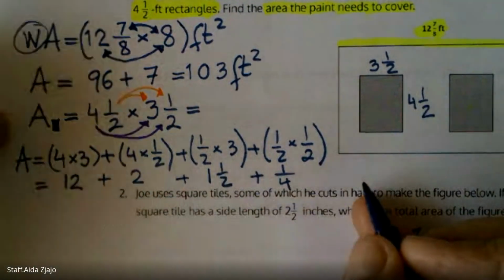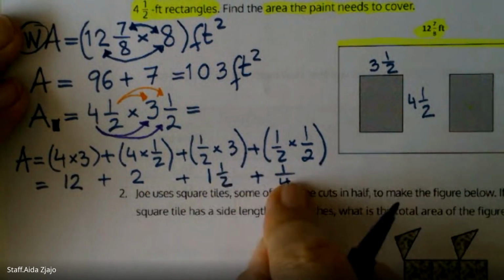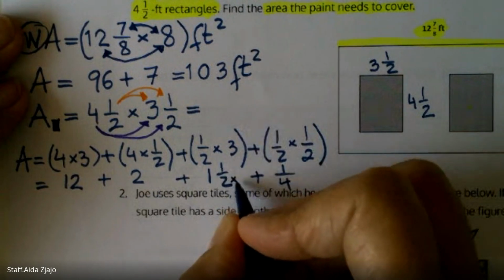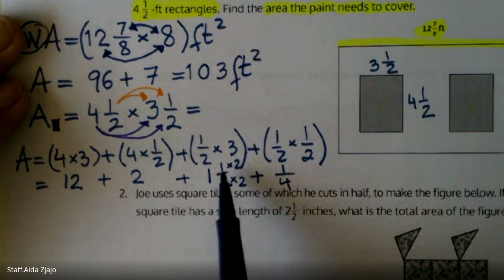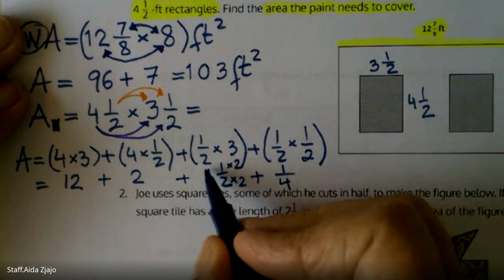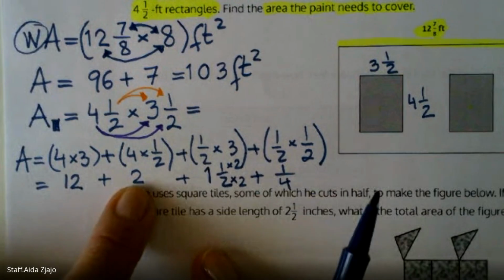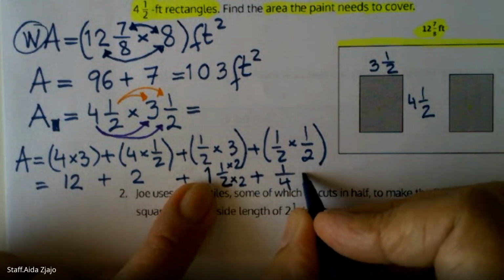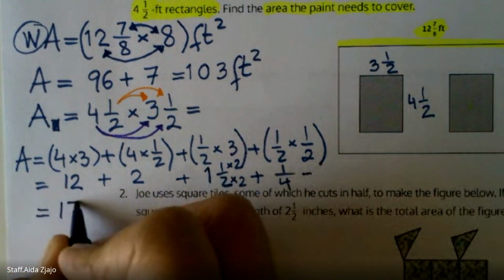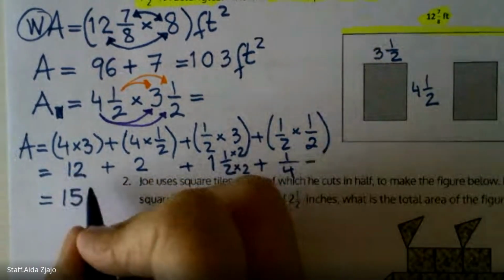Now add them all together. Here it's a half, and this is a 1/4. I want fourths, so I multiply by 2, because a half is also 2/4. Together, 12 plus 2 is 14, plus 1 is 15. So it equals 15, and then 2/4 plus 1/4 is 3/4.